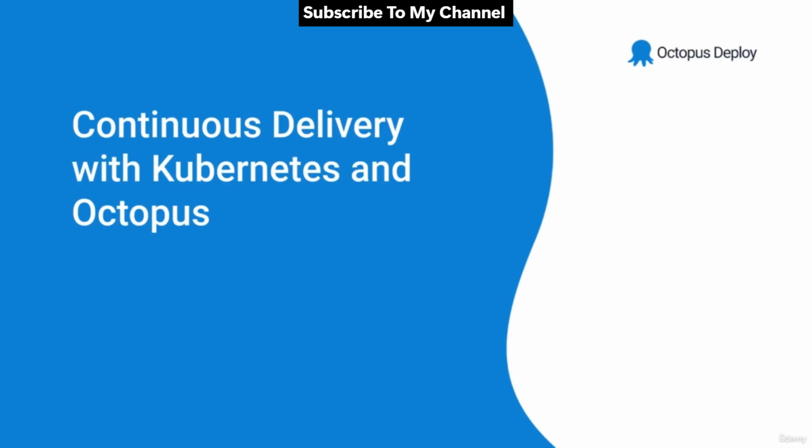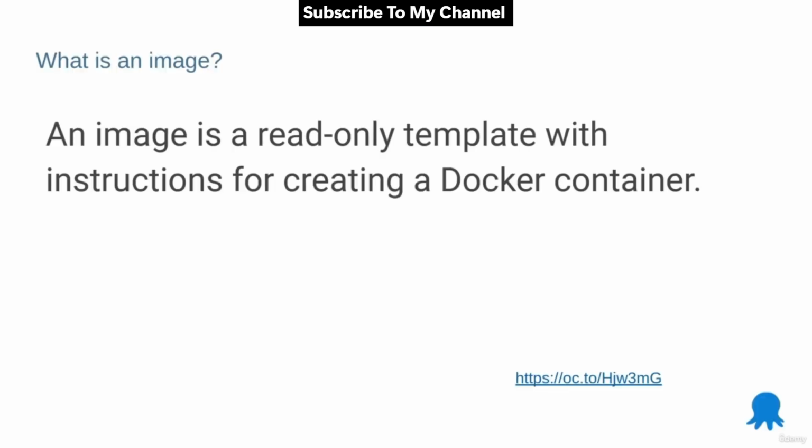In this section, we'll cover a number of the concepts relating to the Docker and Kubernetes ecosystems. The first concept is a Docker image, and we have a definition here that says an image is a read-only template with instructions for creating a Docker container. The important aspects of this definition are the phrasing with instructions for creating a Docker container.